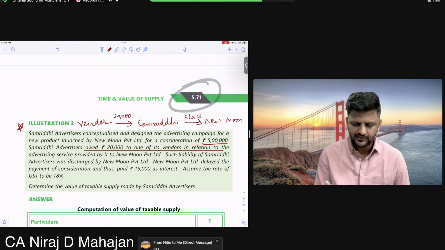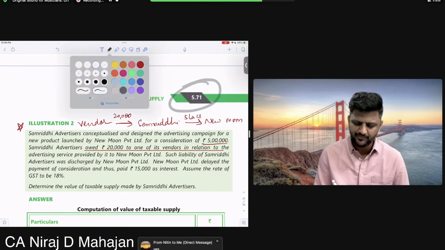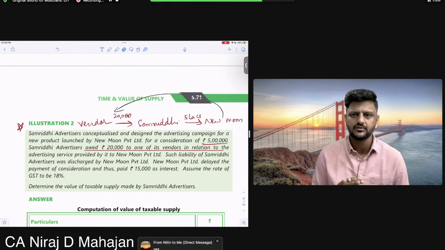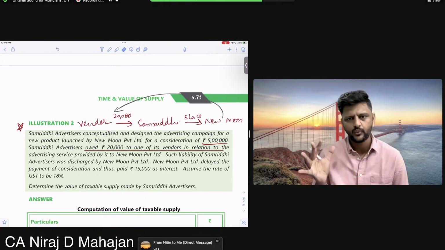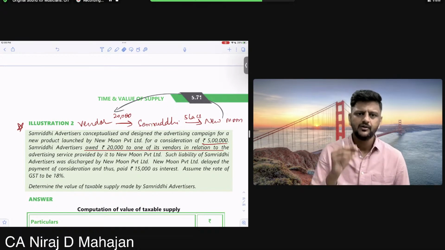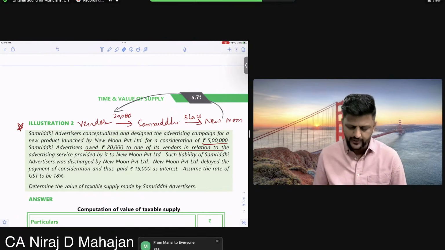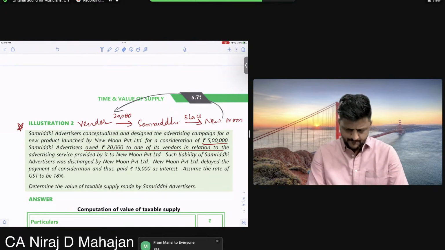Is it okay? Now what example is going to come here? New Moon made payment to vendor. Therefore Samruddhi made an invoice of 4,80,000. Are you getting my point or no? But what will be the value of supply? 4,80,000 plus 20,000. We'll see other examples also. Ready? Chalo, check.